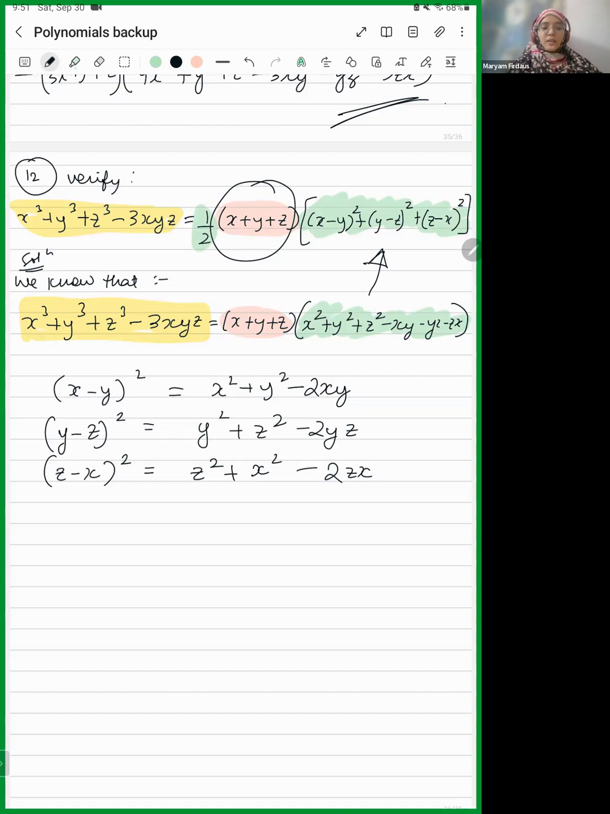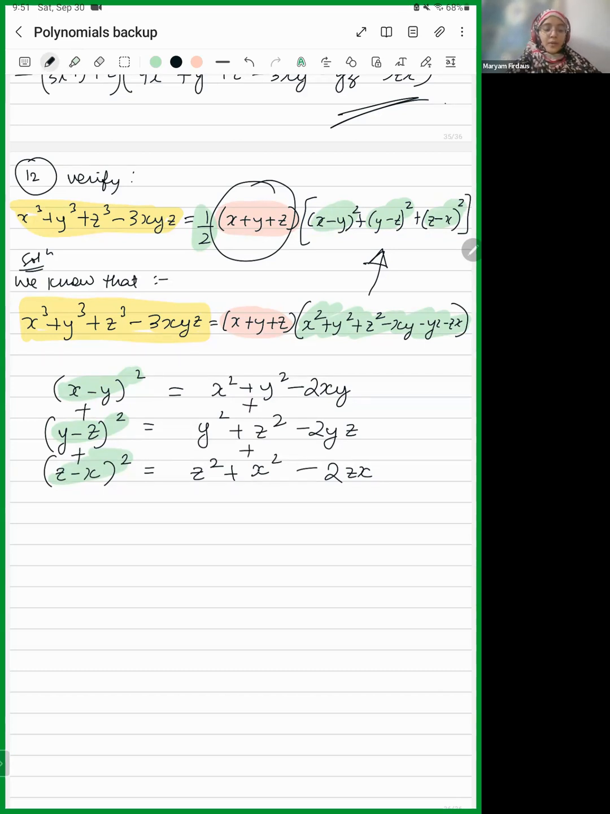So now, if you add all three of them together, why are we adding them? Because as you see in this thing, the green bracket over here in the top statement, they have added x minus y whole square plus y minus z whole square plus z minus x whole square. They have added the three of them. So let's add the three of them. When you add the LHS, you're supposed to add the RHS also.